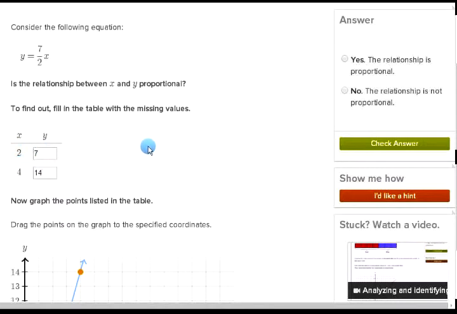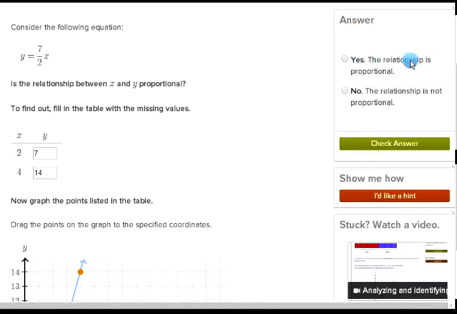And again, off to the side, I could do my calculation. I could do 14 minus 7, and I would get 7. I could do 4 minus 2 and get 2. That would be 7/2, and that would be my constant of proportionality. And guess what? 7/2 is the constant of proportionality in my equation. It's the same thing.